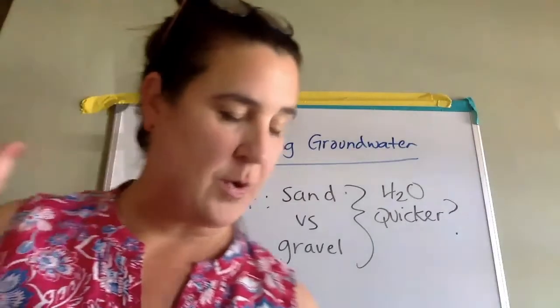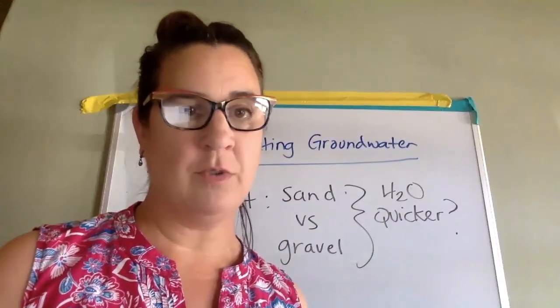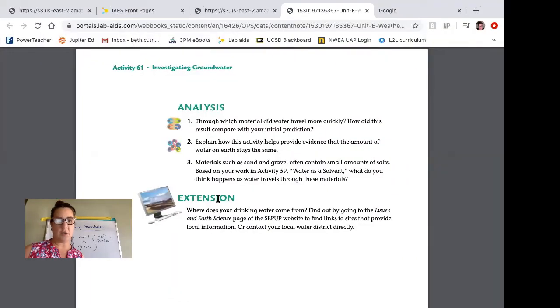Okay. So now we're going to move right on to the analysis questions. I'm going to share the screen with you and show you the questions. So there are 3 questions. Through which material did the water travel more quickly? How did this result compare to your initial reaction? Hopefully you saw that it went right through the gravel, like there's so much empty space, right? Some of you maybe had, like our friend Rachel over here, to reassess your answer. In fact, once she watched the video, she saw that it went quicker through the gravel.